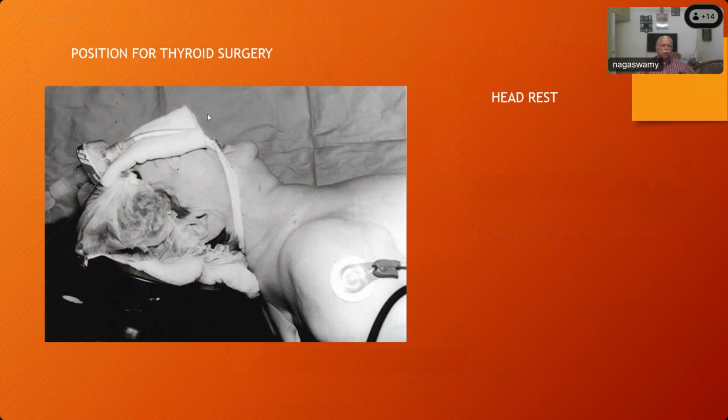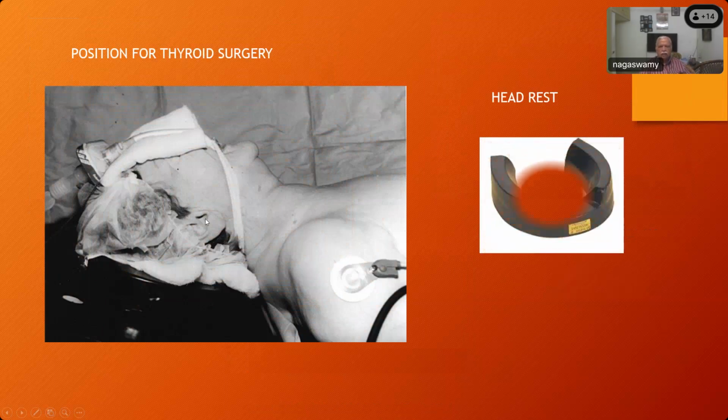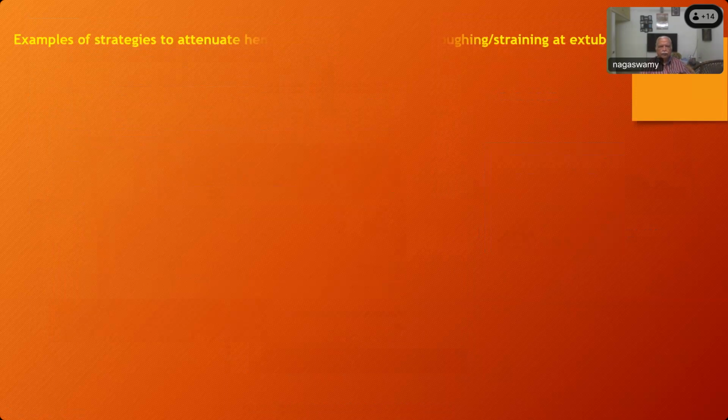This is how you protect the eye from the effect of compression of the breathing circuit. And this is the headrest that is used to place the head.